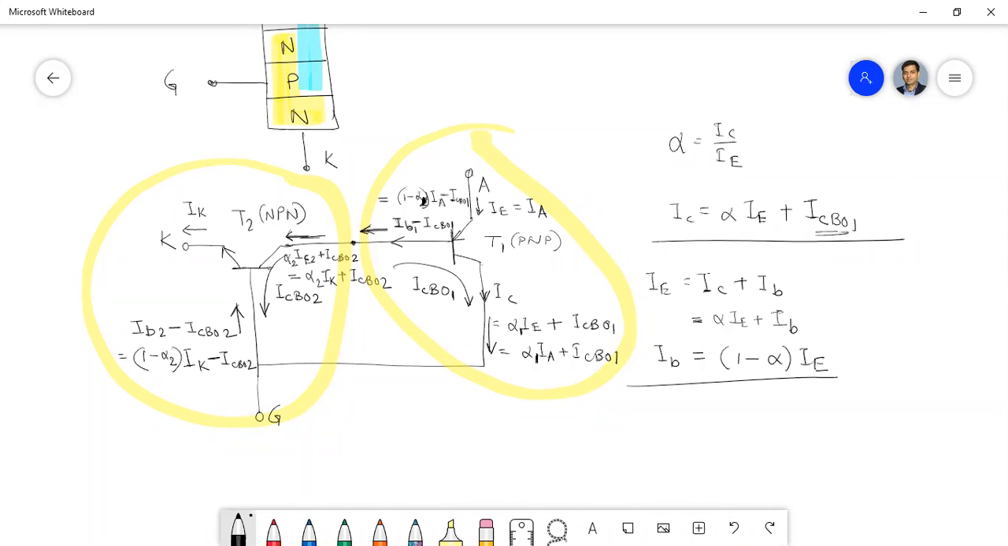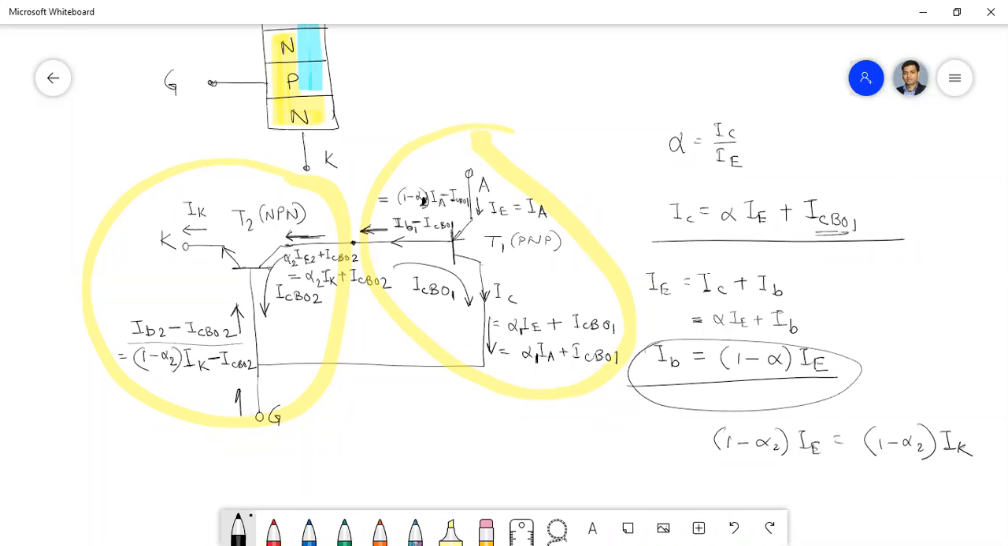Could you repeat the last step, I could not get it. Which part? It's IB2, this 1 minus alpha. How did this come? Now you just see transistor 2 for IB2, this expression. Now IB you can write 1 minus alpha into IE, isn't it? For this transistor you write alpha 2 IE, but here IE equals IK, the cathode current. For this particular transistor, the emitter current equals the cathode current of the overall thyristor. So therefore we can write this. Now it is clear.